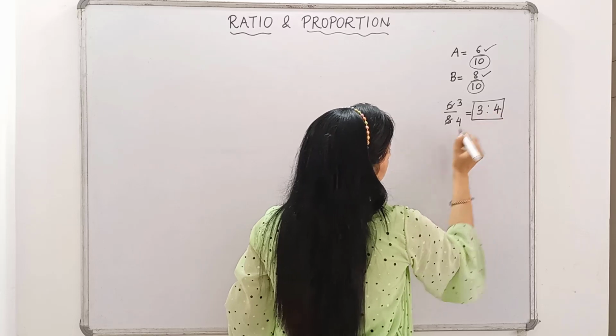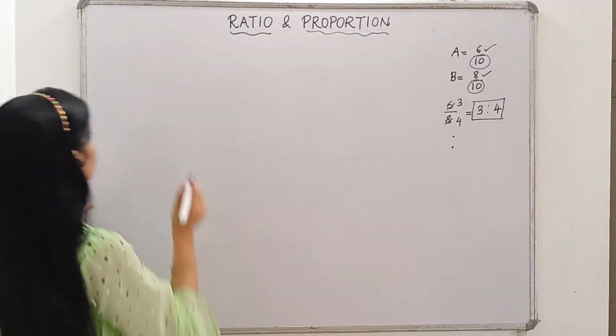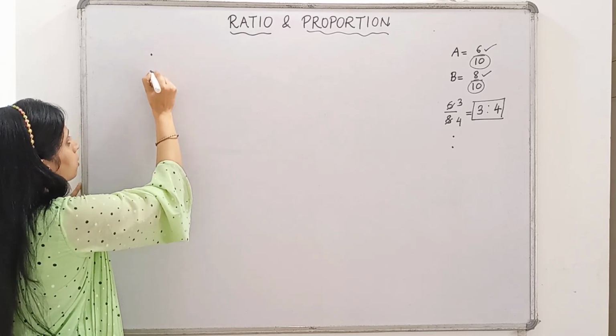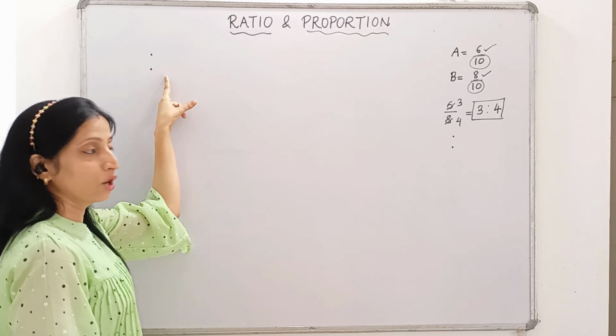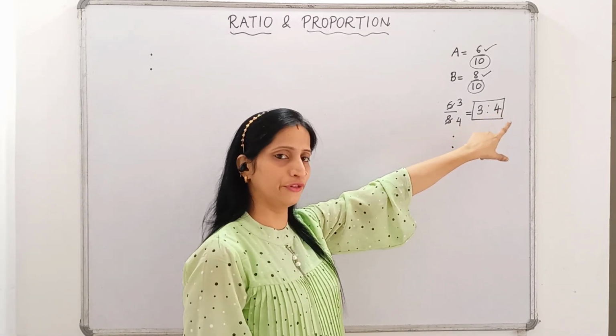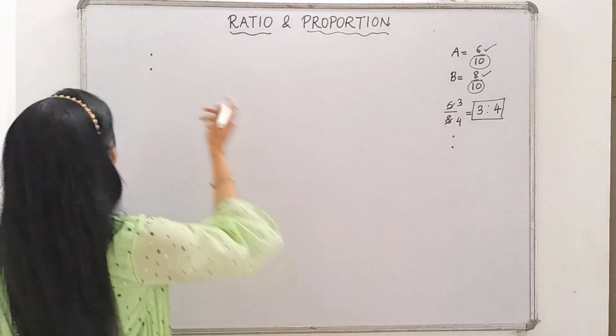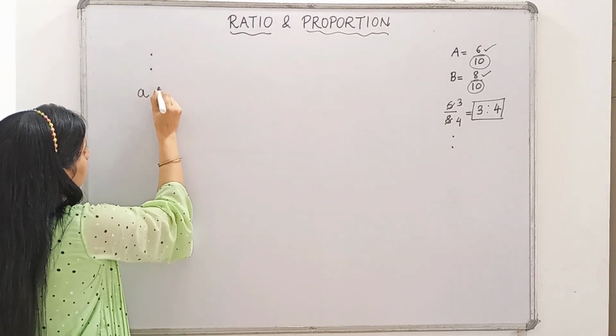So, this symbol we use to denote ratio. For ratio, we use these two dots. This is the symbol of ratio. Okay, and how can we read it? 3:4, or 3 is to 4.